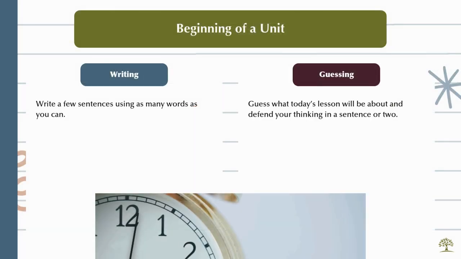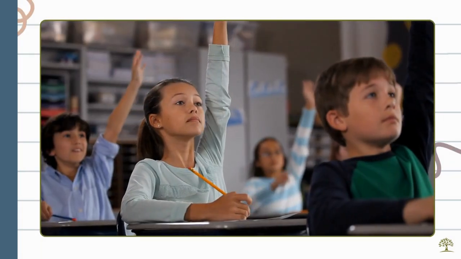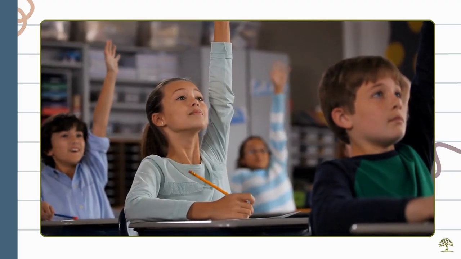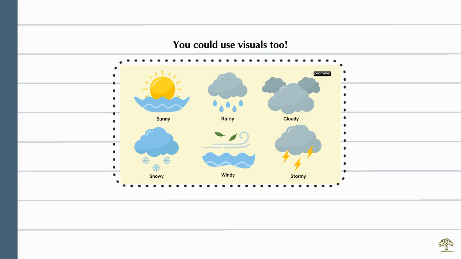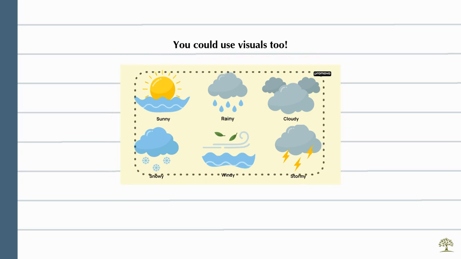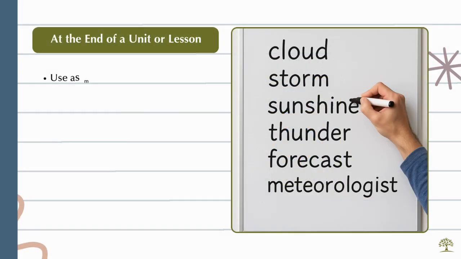I would tell students, you have 2 minutes to either write a few sentences using as many words as you can, or guess what today's lesson will be about and defend your thinking in a sentence or two. Once time's up, students will share their answers. It's that quick and flexible. You could use visuals and definitions to support your students' understanding of the vocabulary words too.